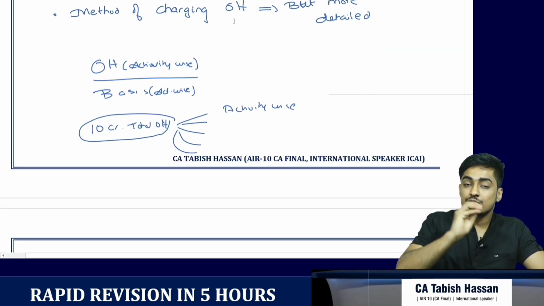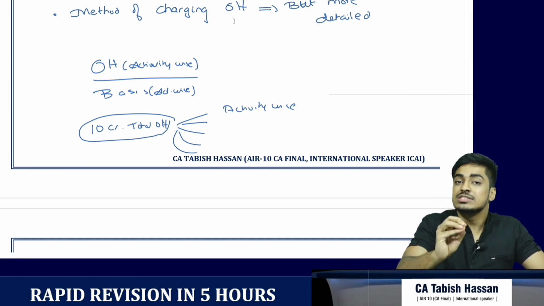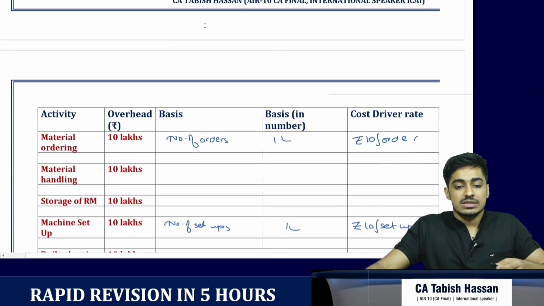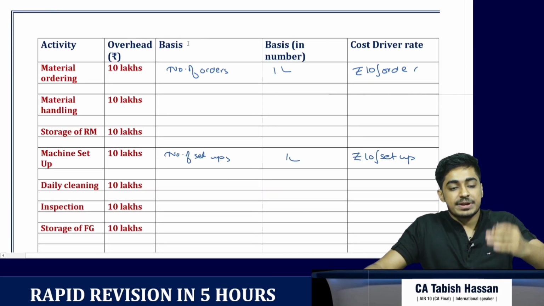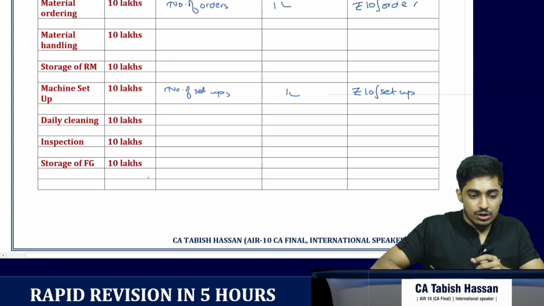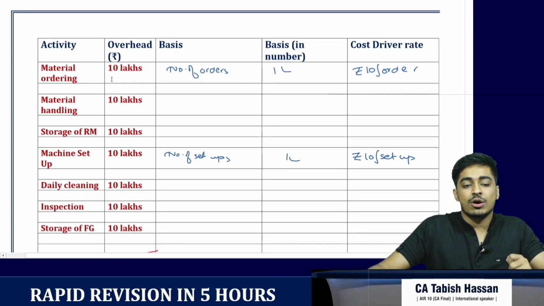Say the total overheads of the company is 10 crore rupees. We are telling we don't want the total overheads. Tell me what is the overhead activity wise. Say we have different activities. So I have made a list of different activities and the total of all the activities, the overhead comes to 10 crore rupees.